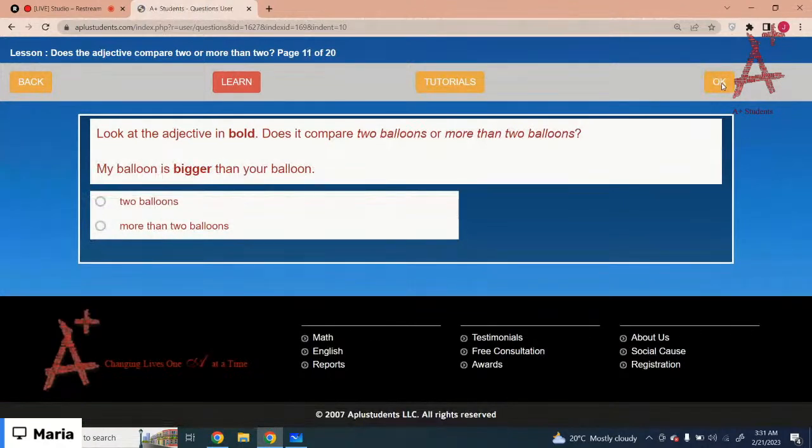My balloon is bigger than your balloon. So which is the correct option? Bigger, you have an ER, got it? If you have an ER with the adjective, that is a comparison between just two things, got it? So the correct option is two balloons.